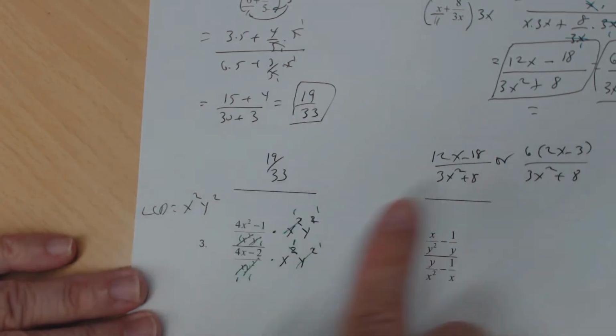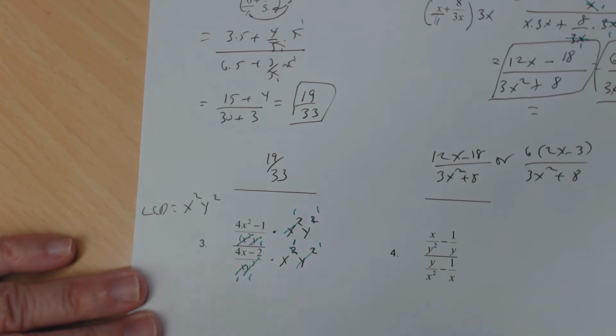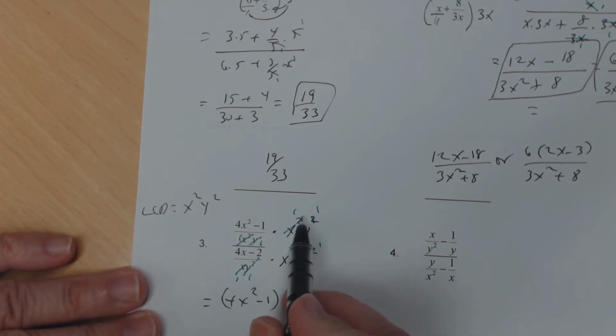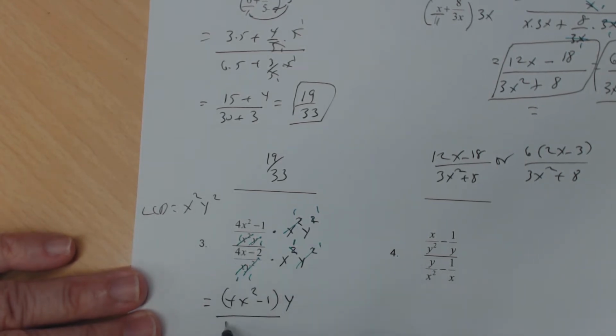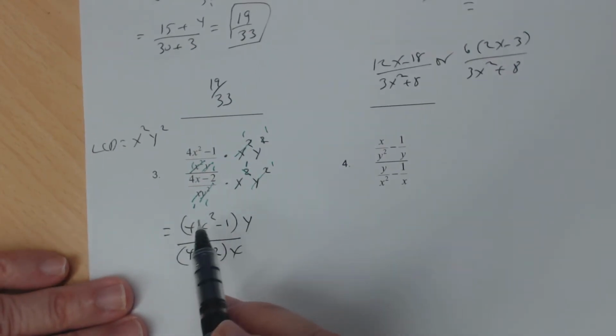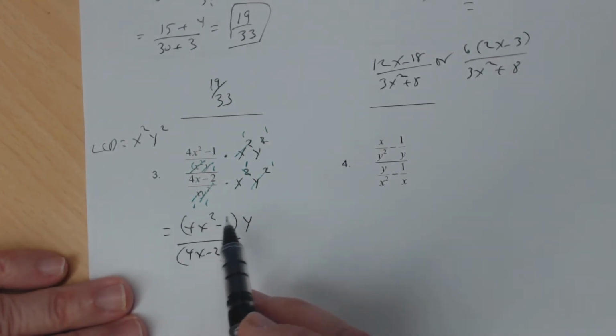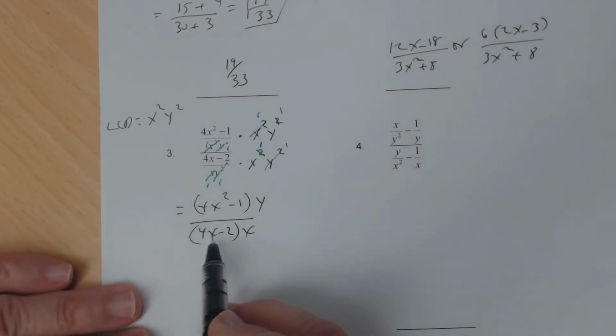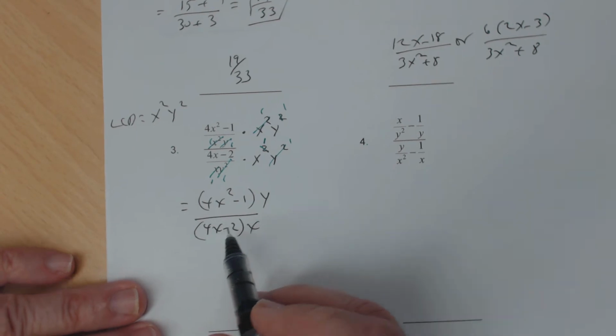Remember, the whole idea of multiplying by the LCD is to clear these denominators. So you're going to have 4x squared minus 1 times this y factor right here, divided by 4x minus 2 times this x factor. So that's where we're located. Now if you look at this parentheses, this factor right here, you can factor this further because that's the difference of two squares. So you want to do that. Same thing down here. You can factor this further.